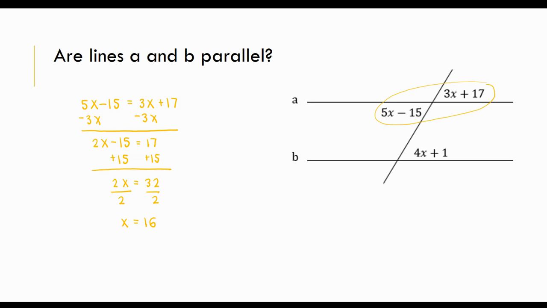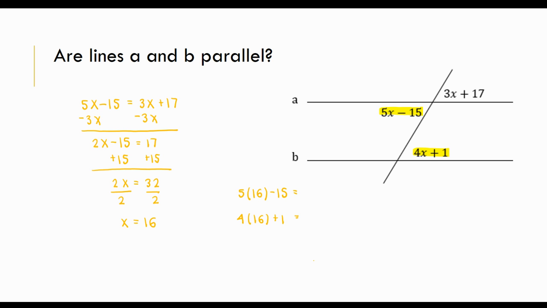So now that I know what x is, I want to figure out, do I have a relationship with congruent or supplementary angles? So like I kind of mentioned, the two angles that we're going to want to focus on are these alternate interior angles. So in order for us to have parallel lines, those alternate interior angles have to be congruent. So now that I know that x is 16, I'm going to substitute 16 into both of those expressions. All right, so let's determine if these are equal.